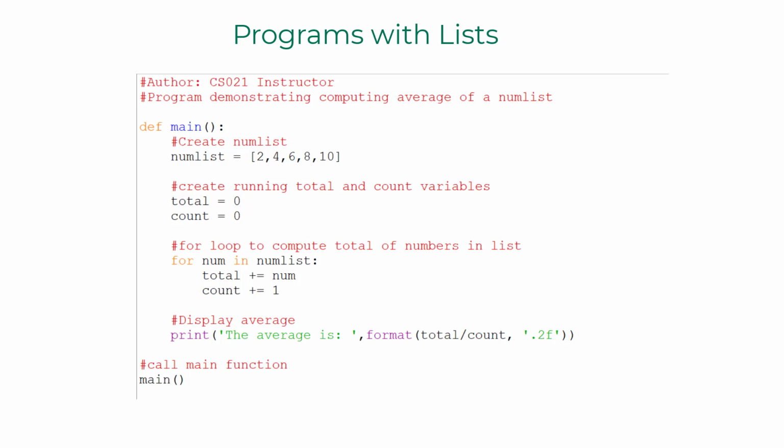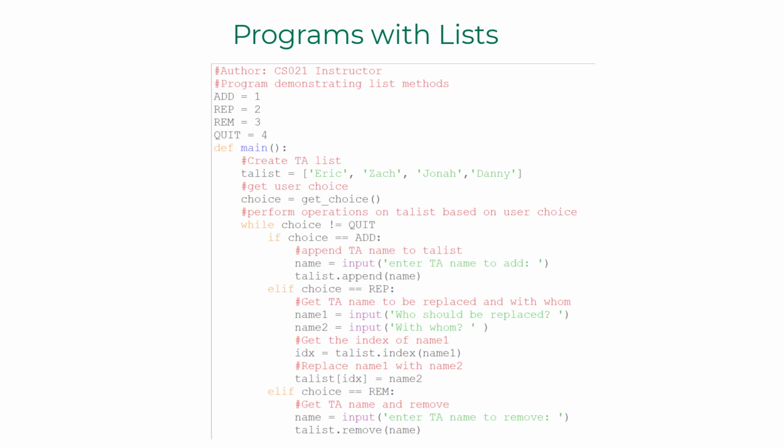Alright, let us look at an advanced program that uses multiple features of lists discussed in the previous lecture. Here is a hypothetical list of TAs of CS21. Every new semester, some of the TAs move on to other things and will have to be replaced. Some of them continue to be the TAs, and some of them join newly as TAs.